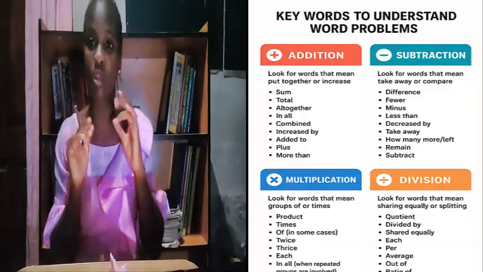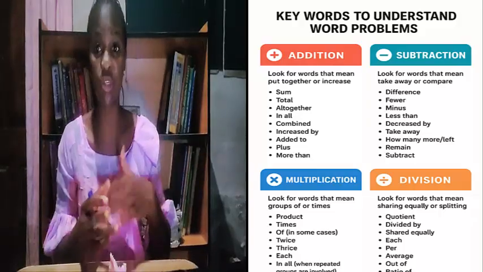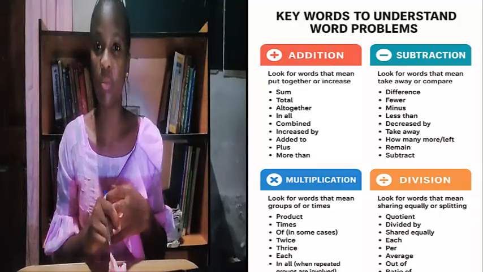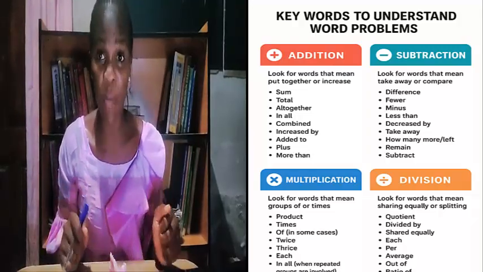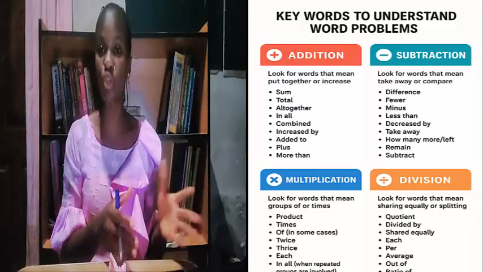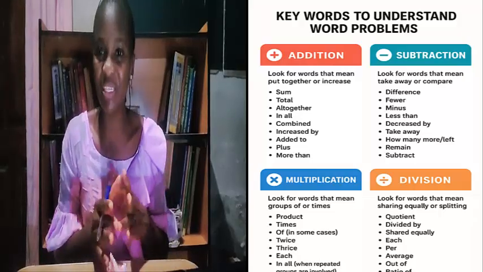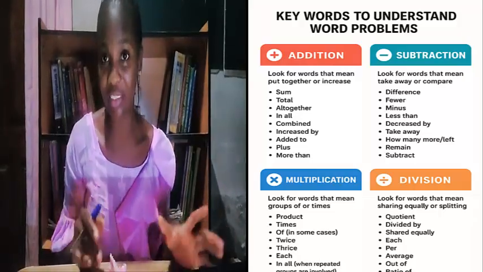Let's look at the keywords. If you can understand what those keywords mean, you will find it easier to solve questions on word problems. There are some words that go in line with addition. The first word is sum. You also have total, altogether, in whole, combined, increased by, added to, plus, more than. So when you see these words, it simply means that you are expected to add.